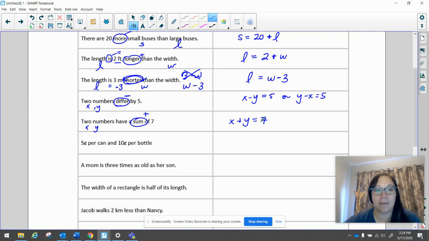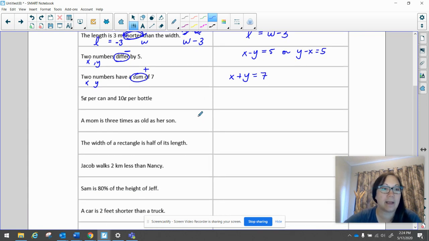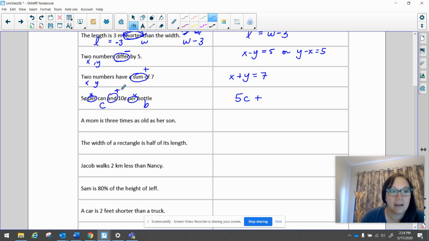If we take in some cans and bottles for refunds and we get 5 cents per can and 10 cents per bottle, we're going to say that cans are C and bottles are B. And so we're getting 5 cents per. So per usually means times. So 5 times C and 10 cents per bottle, or 10 times B.